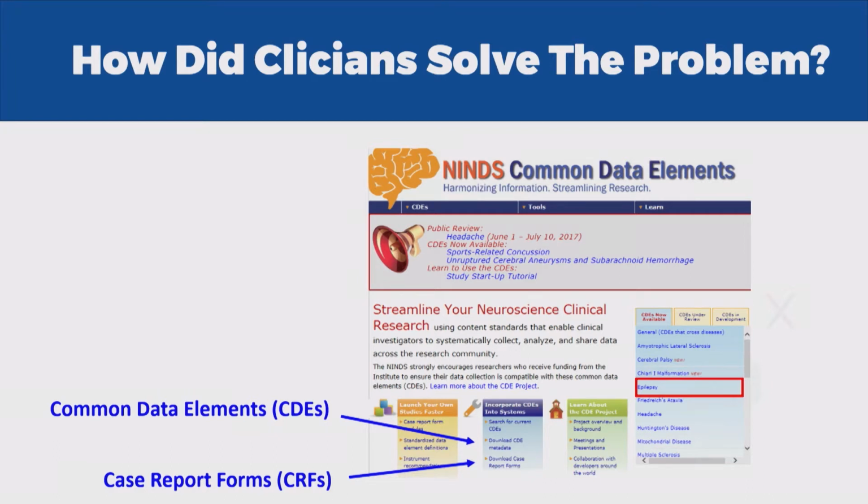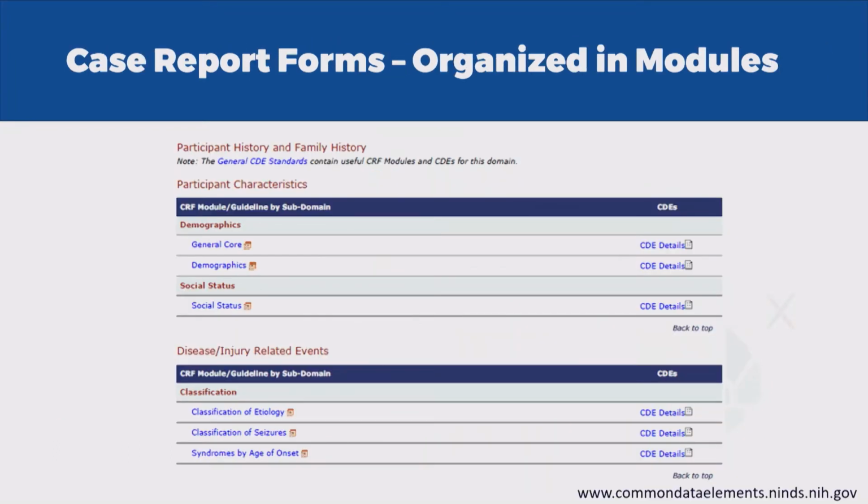So what we did, just to summarize, this has come up already a couple of times. What is a case report form? It's basically built on modules. For example, here is the module on disease or injury-related events. And then here is, for example, classification of seizures. And here you can see the common data element details, kind of the data dictionary.